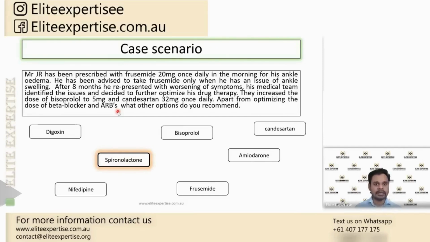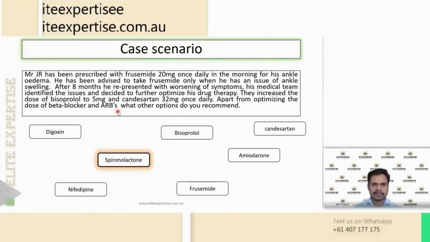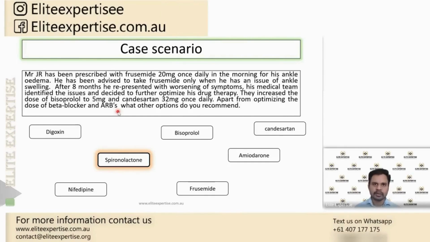So finally the patient is on candesartan, the patient is on bisoprolol, the patient is on spironolactone, and he's also taking furosemide. So whenever he's getting this edema or fluid accumulation, the patient is also taking furosemide. Okay. So now let's see what happened.